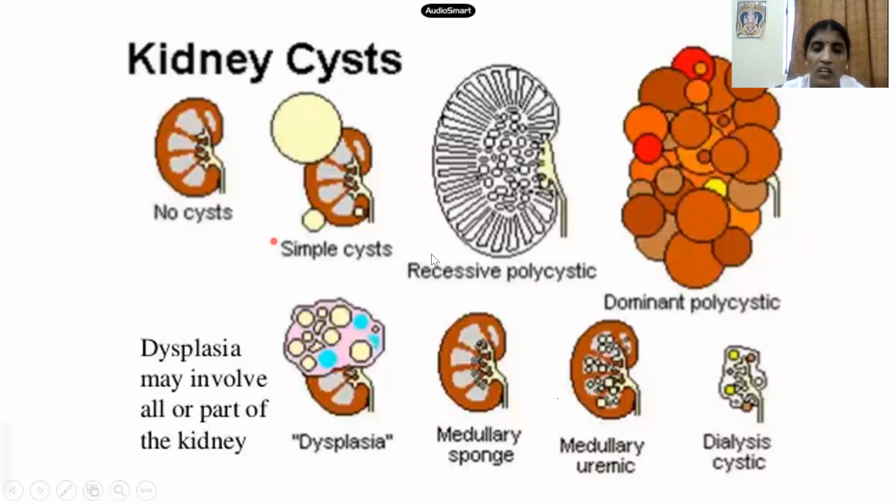So this is the same thing in a diagrammatic representation. What we are talking about: there is a normal kidney, a simple localized cortical cyst. This is a radiating cyst in the case of recessive kidney disease, and an outer surface studded with cysts is dominant polycystic kidney disease. And this is dysplasia, which involves only one part or the entirety of the kidney. Here you can see the tip of the papillae showing cysts, hence it is a medullary sponge kidney. Here you can see the corticomedullary junction, so this is nephronophthisis. And here it is dialysis-associated acquired cystic disease.